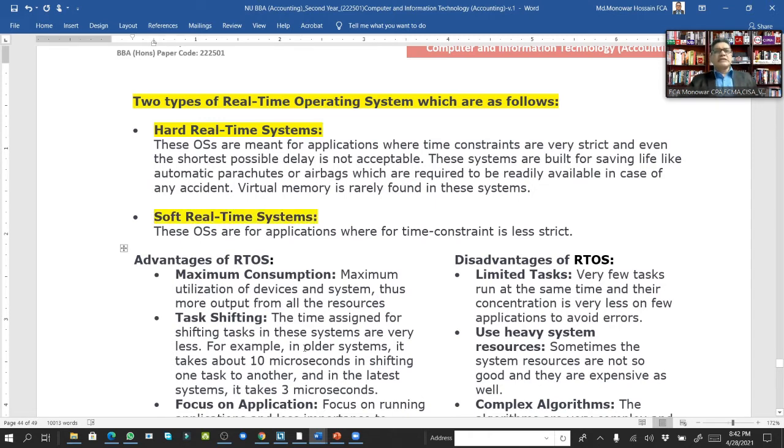In a hard real-time system, the operating system is meant for applications where the time constraints are very strict and even the shortest possible delay is not acceptable. And soft real-time systems are systems for applications where the time constraint is less strict.